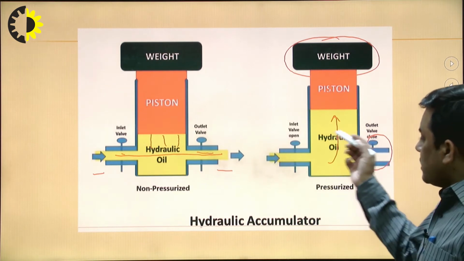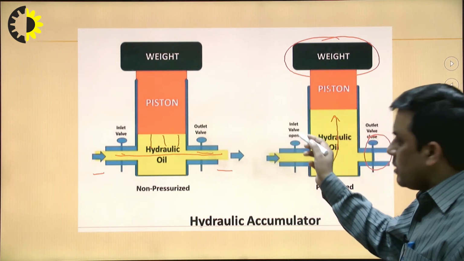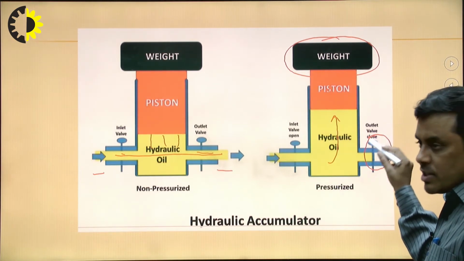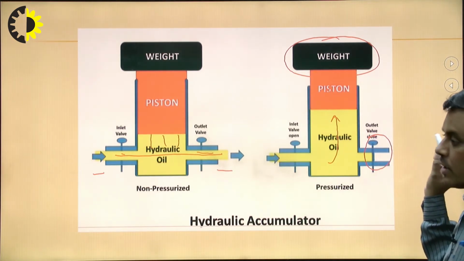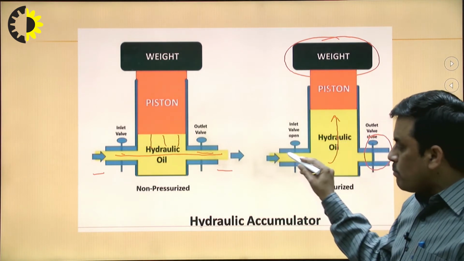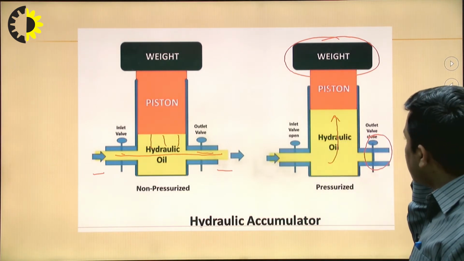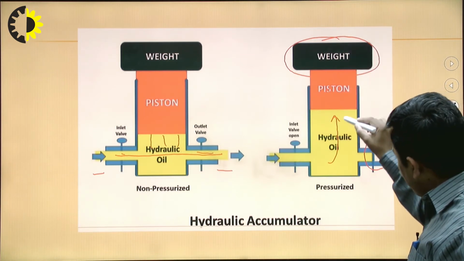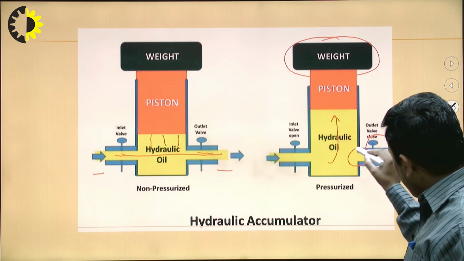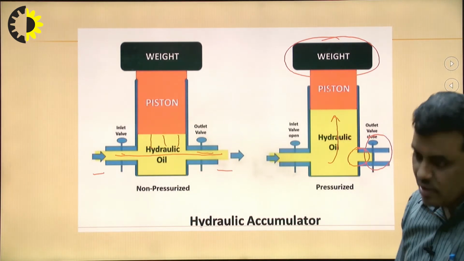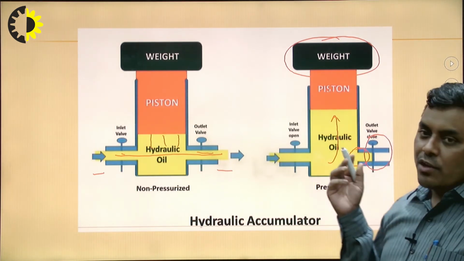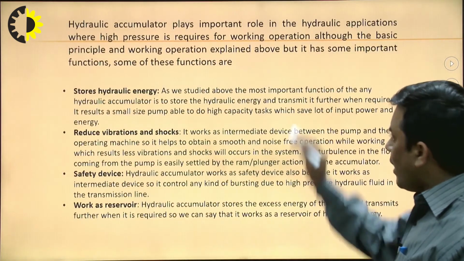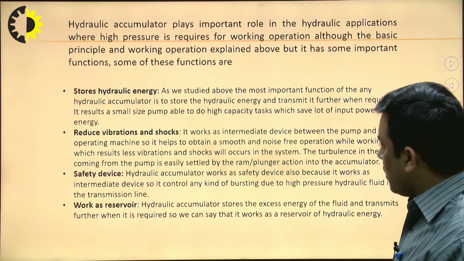This may be the condition that the pump is not able to fulfill the requirement of the outlet machine, the machine which is connected at the outlet of the accumulator. If the pump pressure is not sufficient, in that condition, what happens? This weight starts coming down and maintains the required pressure at the outlet of the hydraulic accumulator. So that's why we are saying it is an accumulator of energy in the form of potential energy. I hope this is quite clear.